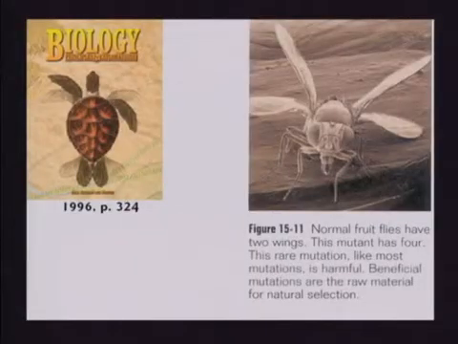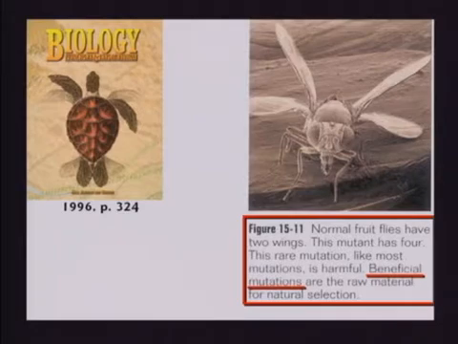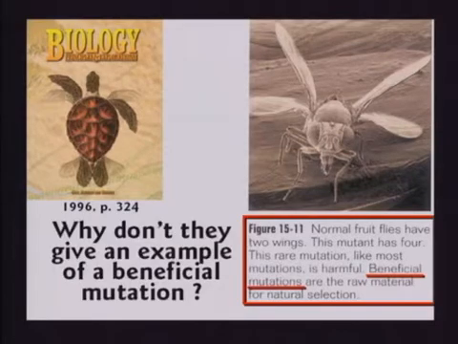This textbook shows the kids a four-wing fly. Look what it says here now. Normal fruit flies have 2 wings. This mutant has 4. This rare mutation, like most mutations, is harmful. Watch this carefully. It says beneficial mutations are the raw material for natural selection. Excuse me, teacher. Why don't they give an example of a beneficial mutation? Why did they show us a bad one and tell us about the good ones?